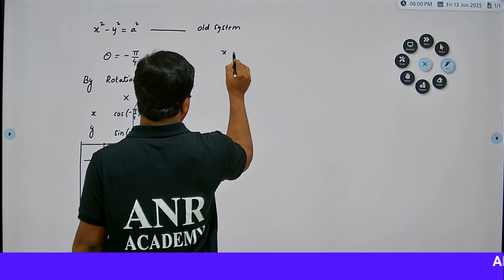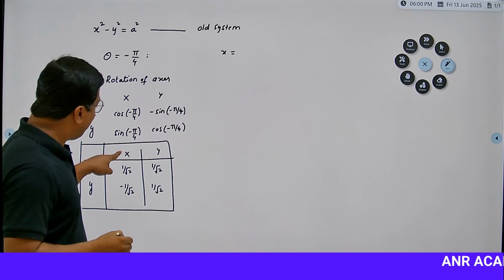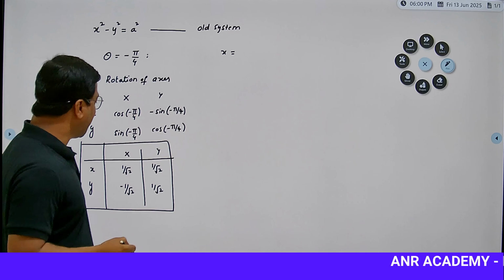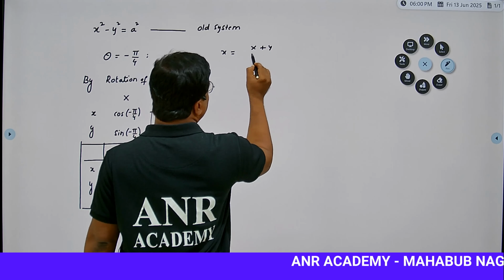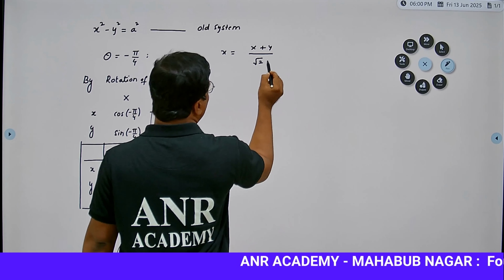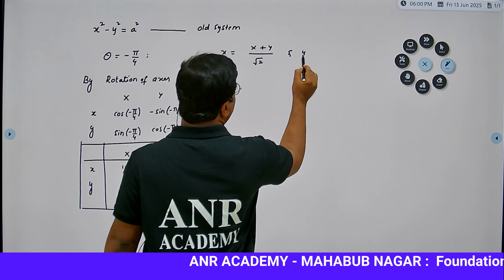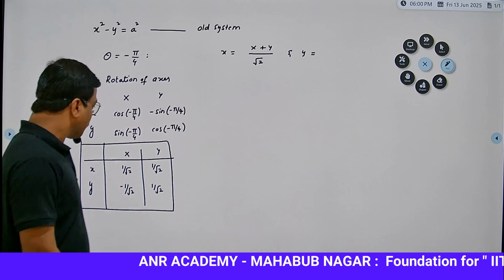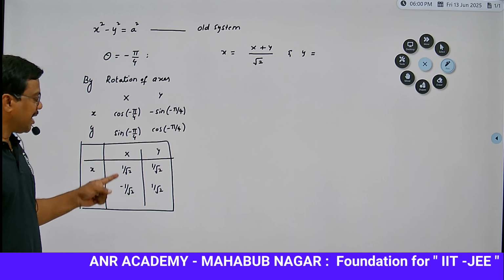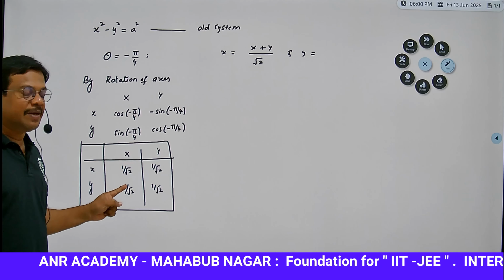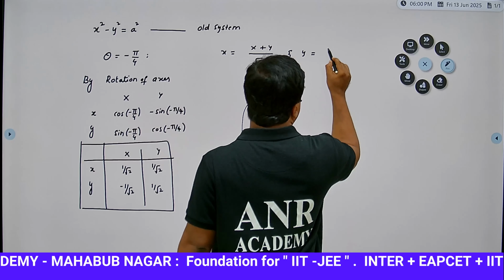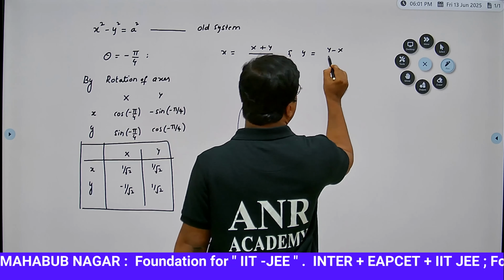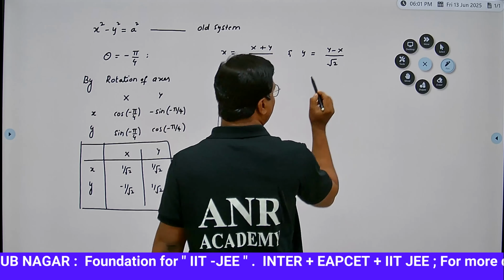small x value is capital X into 1 by root 2 plus capital Y into 1 by root 2, nothing but by rotation of axis it is X plus Y divided by root 2, and also small y is written as, from this tabular form, minus X by root 2 plus Y by root 2, so that I can write capital Y minus capital X divided by root 2.